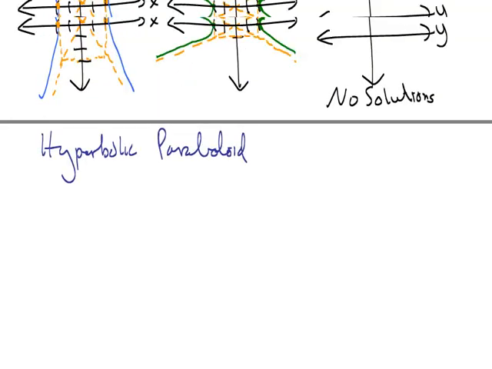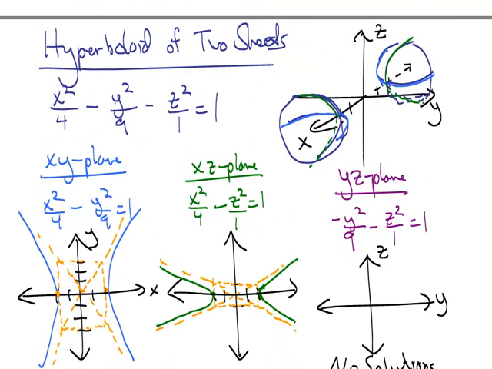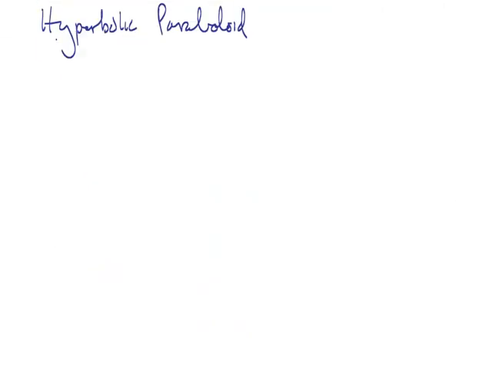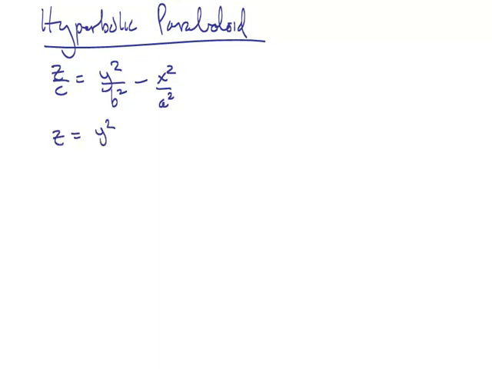One more we're going to look at real quick, and that's the hyperbolic paraboloid. Of course, you can change this. If your y squared is your positive term, it's going to open up and out on the y-axis. If your z squared is your positive term, it's going to open up and down on the z-axis. Now we're back to hyperbolic paraboloid. This would be something of the form z over c equals y squared over b squared minus x squared over a squared. So let's say z is equal to y squared over 9 minus x squared over 4.